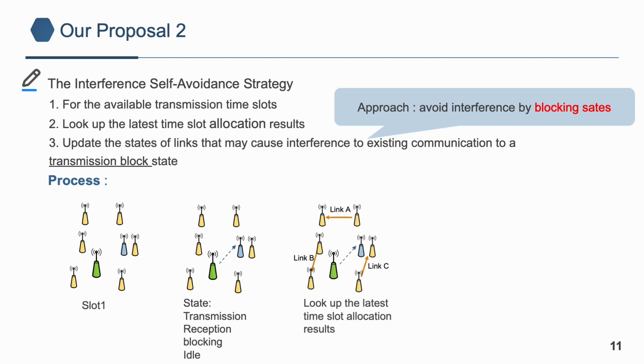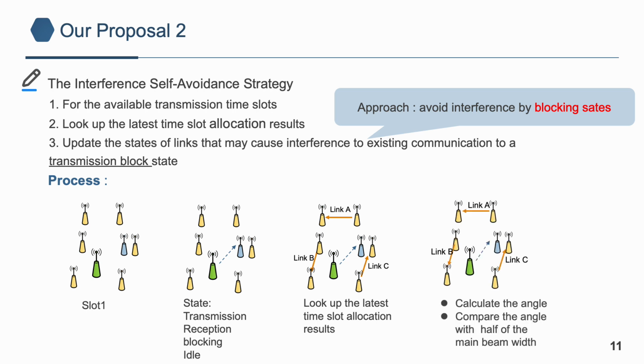It will look up the latest time slot allocation results to find the existing wireless communication links at slot 1. Then it calculates whether establishing a link to the blue node would interfere with other links. The calculation includes determining the 2 angles as illustrated in the figure.